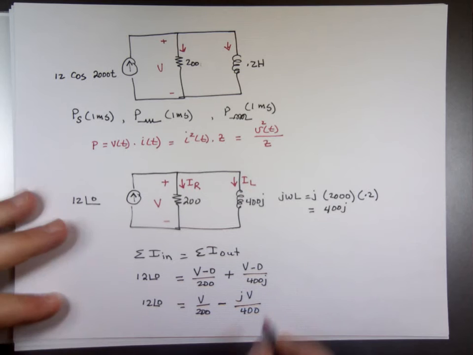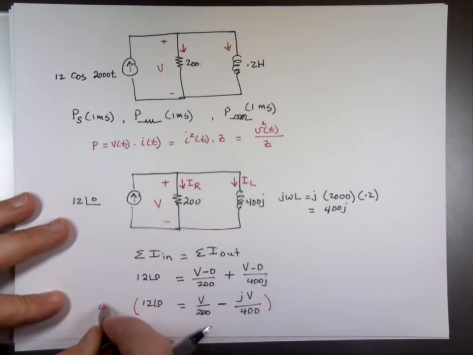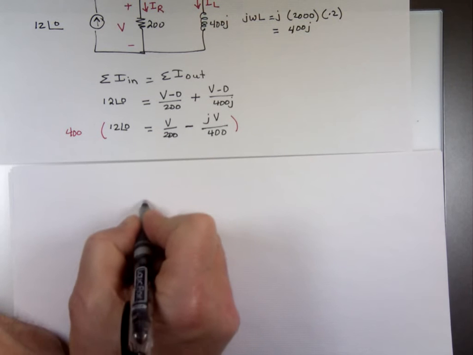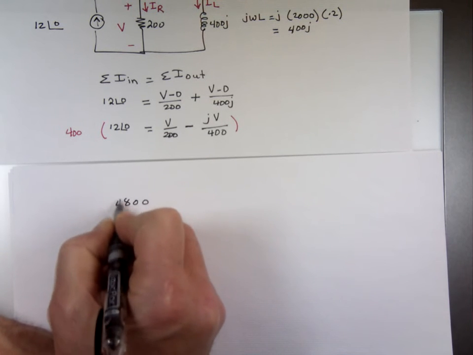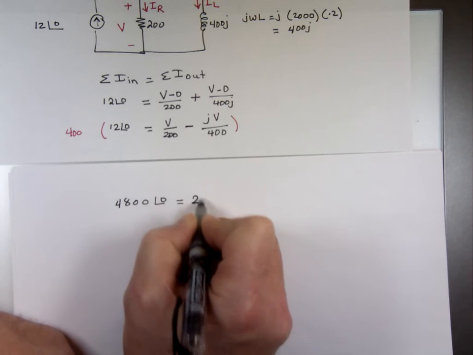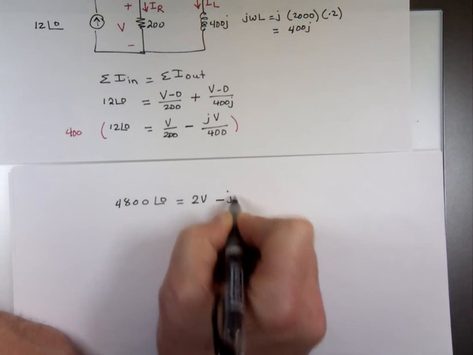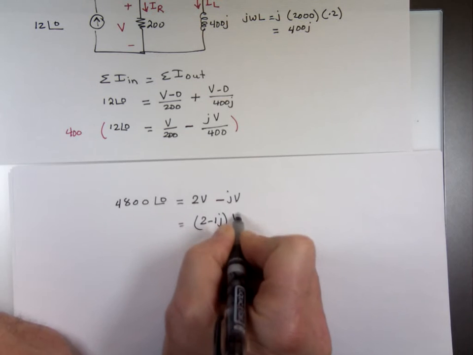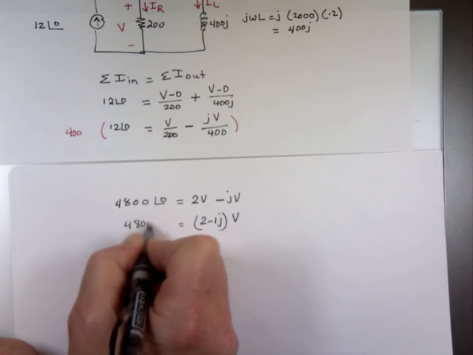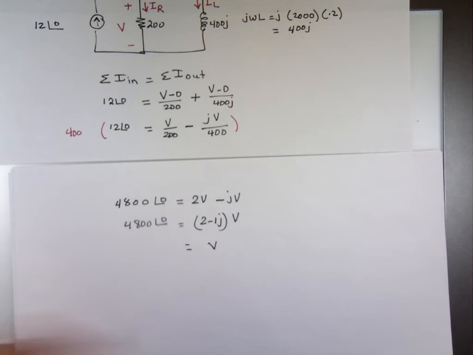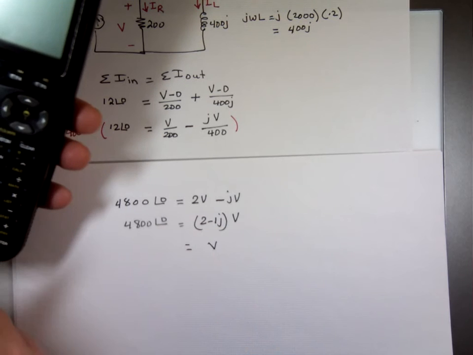Okay, let's multiply everything by what to get rid of the fraction? 400. 400 times 12 is 4800 angle 0, equals 2V minus JV. That is 2 minus 1J, V, equals 4800 angle 0. V equals what? Divide this by that.